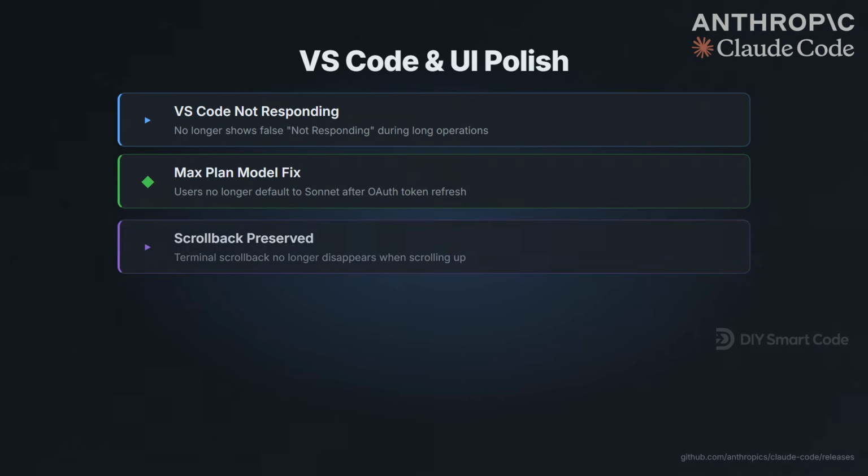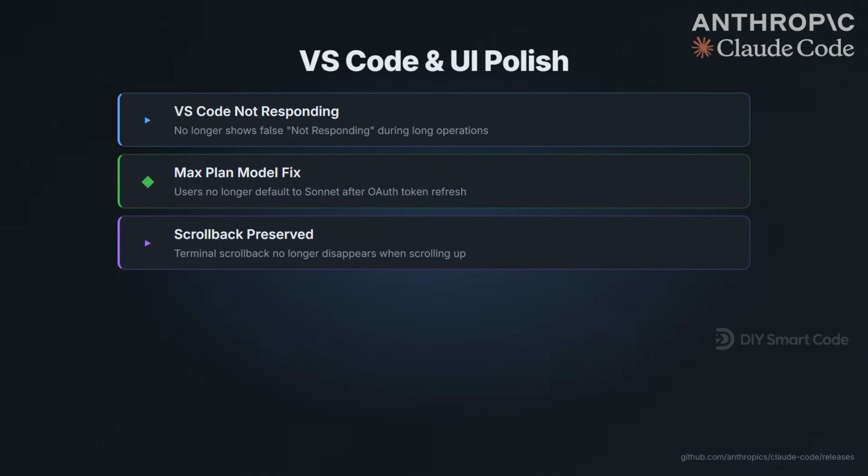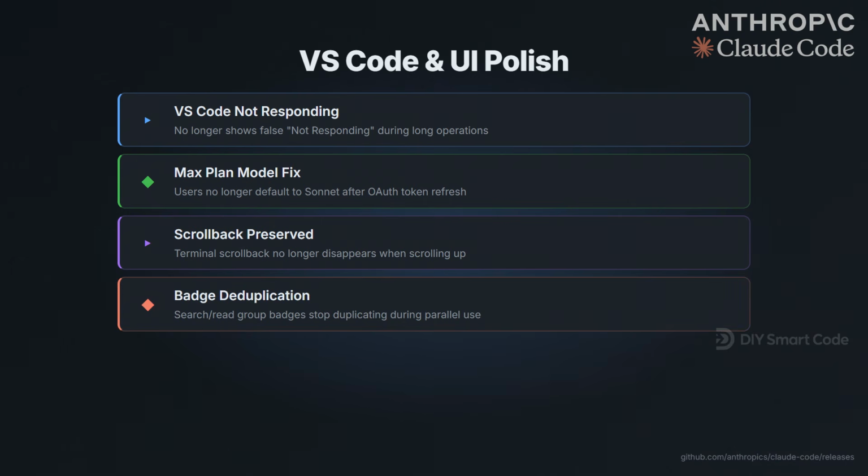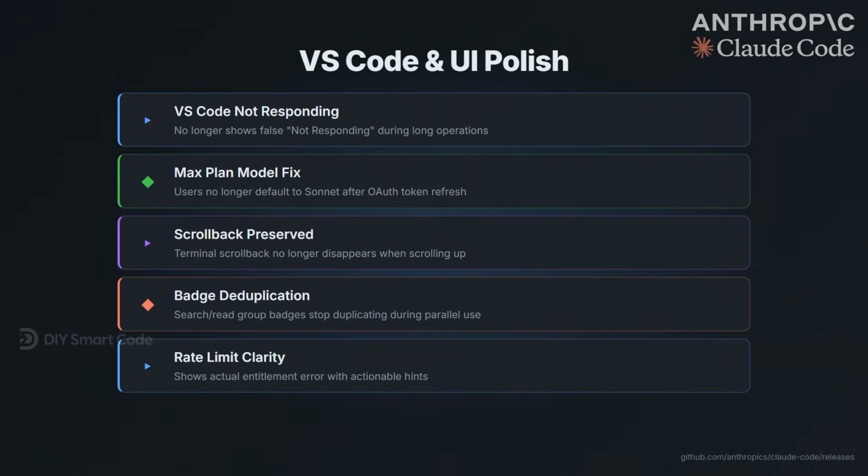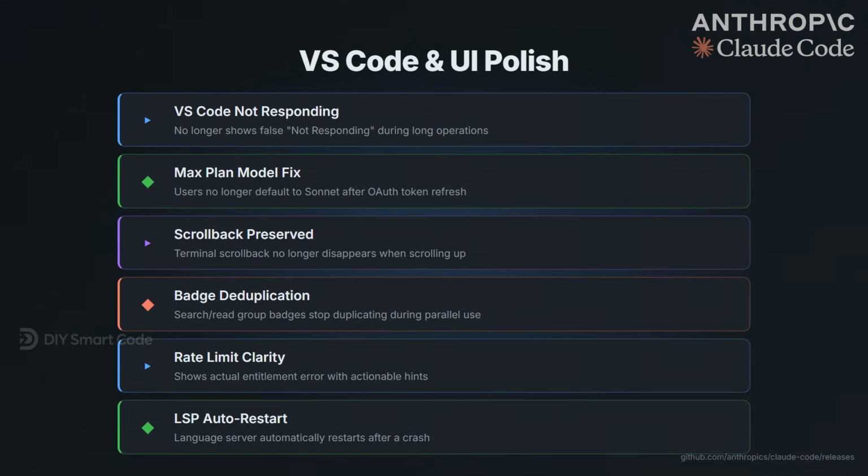In the terminal, scrollback no longer disappears when you scroll up. Collapsed search and Read group badges stop duplicating during heavy parallel tool use. The misleading rate limit reached message now shows the actual entitlement error with actionable hints. And the LSP server restarts automatically after a crash.